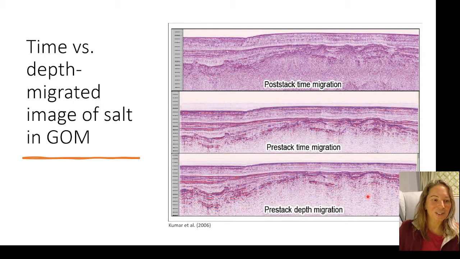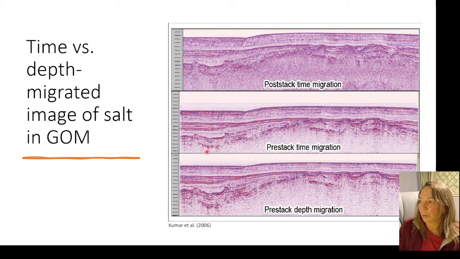All right, and so here's an image showing, I've already shown this image before for a different purpose, but just showing the post-stack time migration on top. So we did the migration after stacking the data. Okay, so typically a first product. Then we've got our pre-stack time migration. So we did the migration before stacking the data. And then we've got our pre-stack depth migration. So we stacked the data in depth and then migrated.